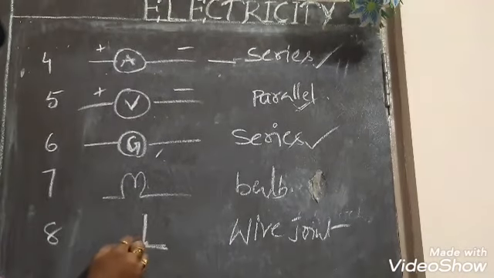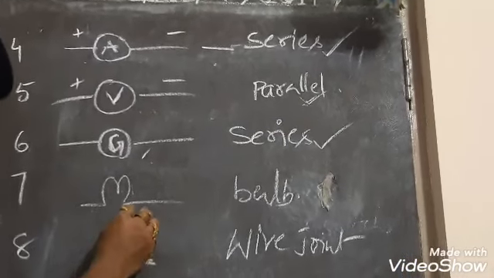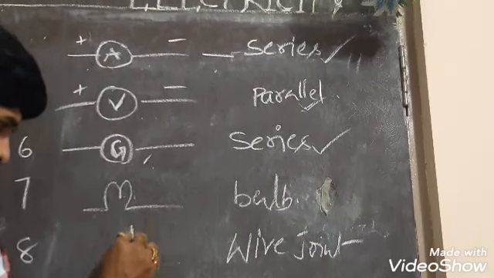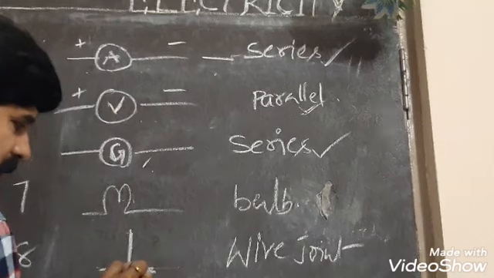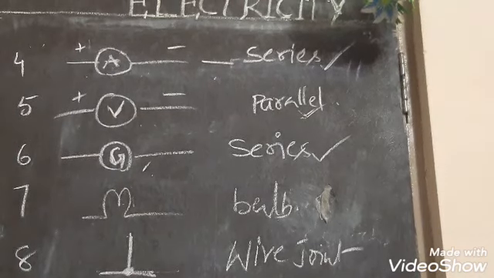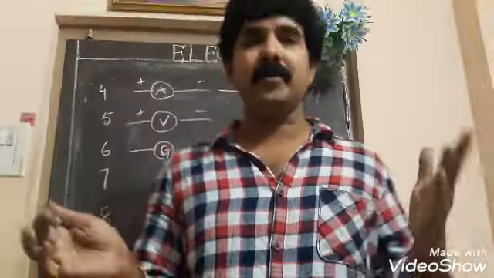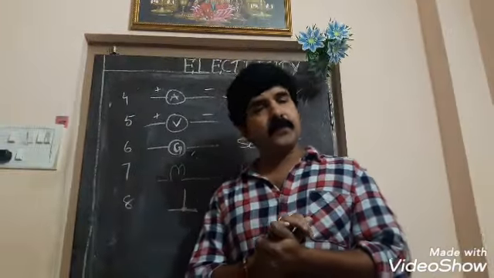And the last but not least is the wire joint. What is a joint? This is a wire going in this direction and this wire is coming in this direction. There is a joint here. This is indicating the wire joint. So these are the normal symbols that we come across in the electrical field.